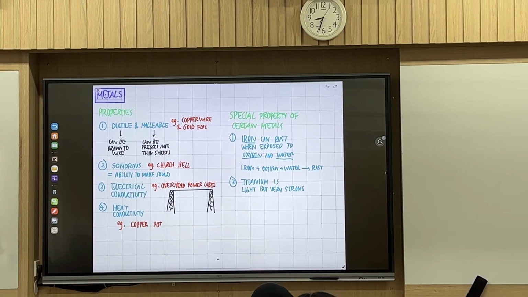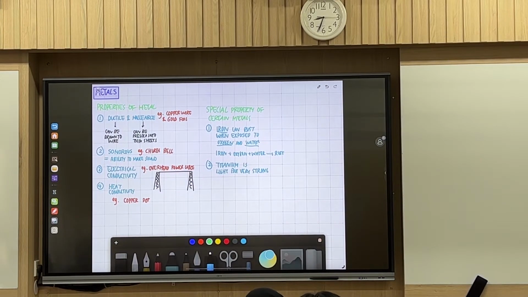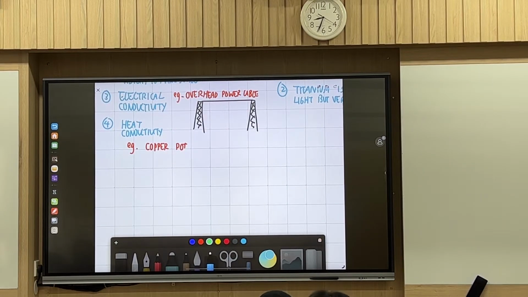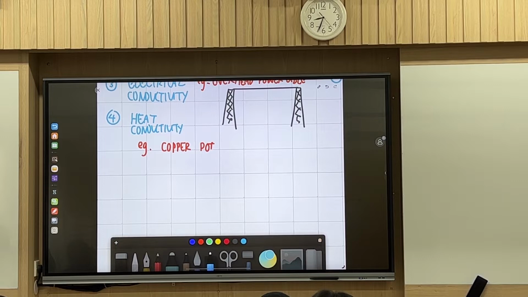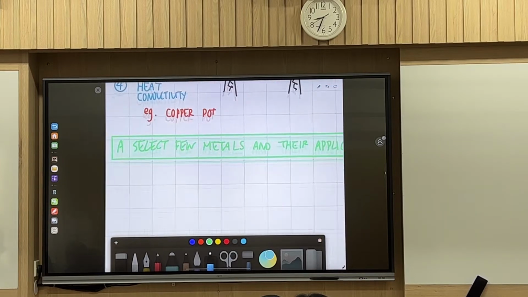So we discussed some uses of metal, some general properties of metals, and then we also look at some special uses of metal. For example, in here we look at a select few metals and their applications. Okay, so you may want to put this down on the notebook. So, starting with iron.